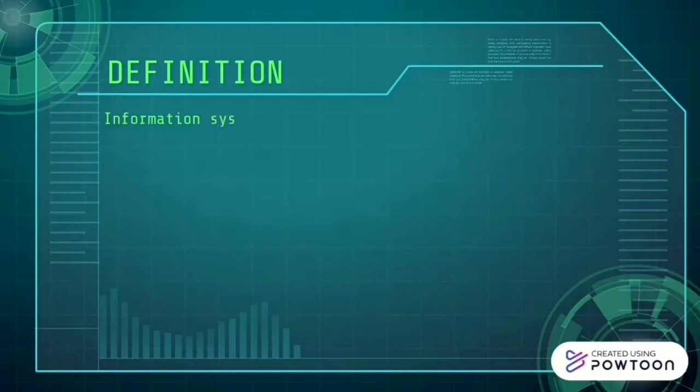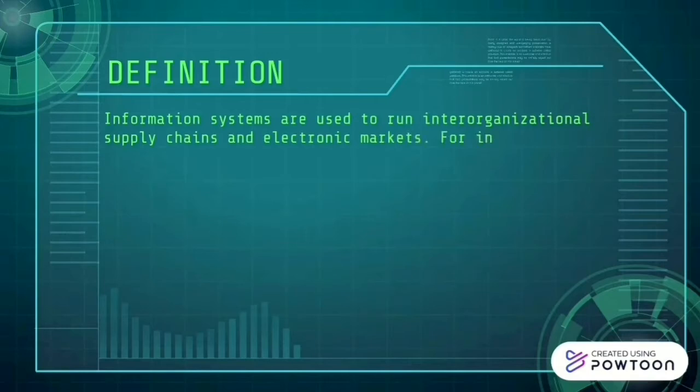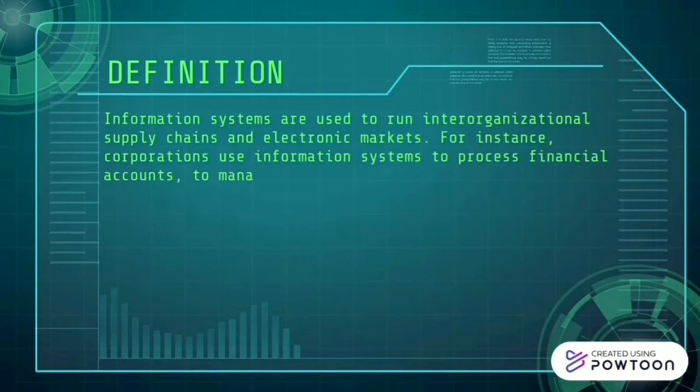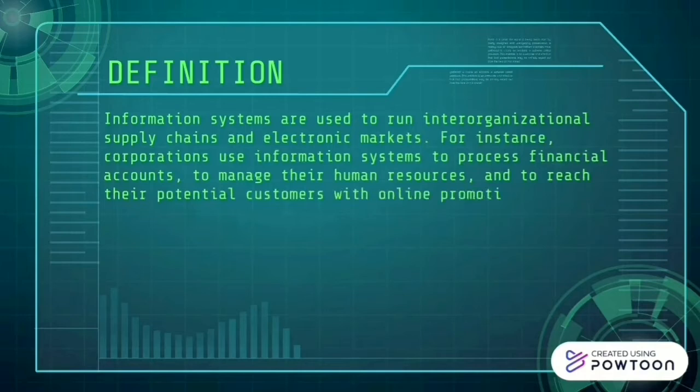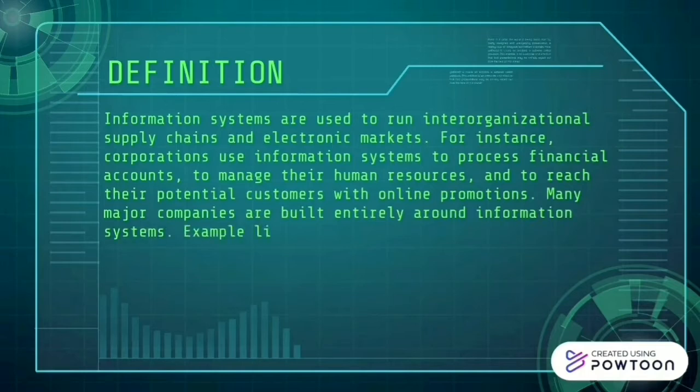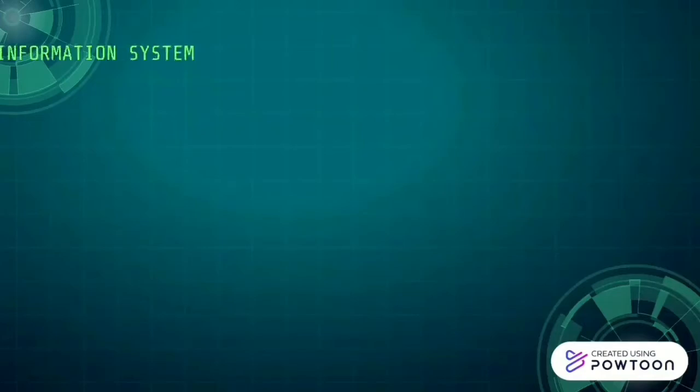Information systems are used to run inter-organizational supply chains and electronic markets. For instance, corporations use information systems to process financial accounts, to manage their human resources, and to reach their potential customers with online promotion. Many major companies are built entirely around information systems. Examples are Shopee, eBay, and Amazon.